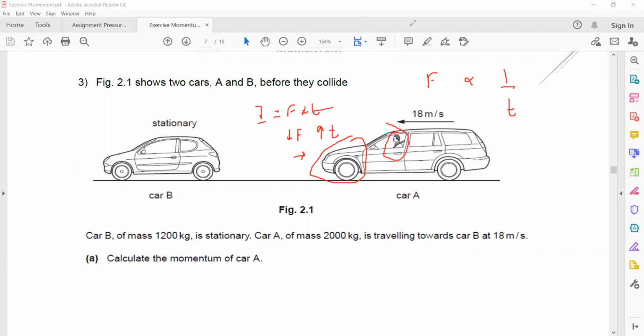Is it clear? Otherwise, if the car stops within an instant, the passenger will experience the maximum force, and that can be fatal.